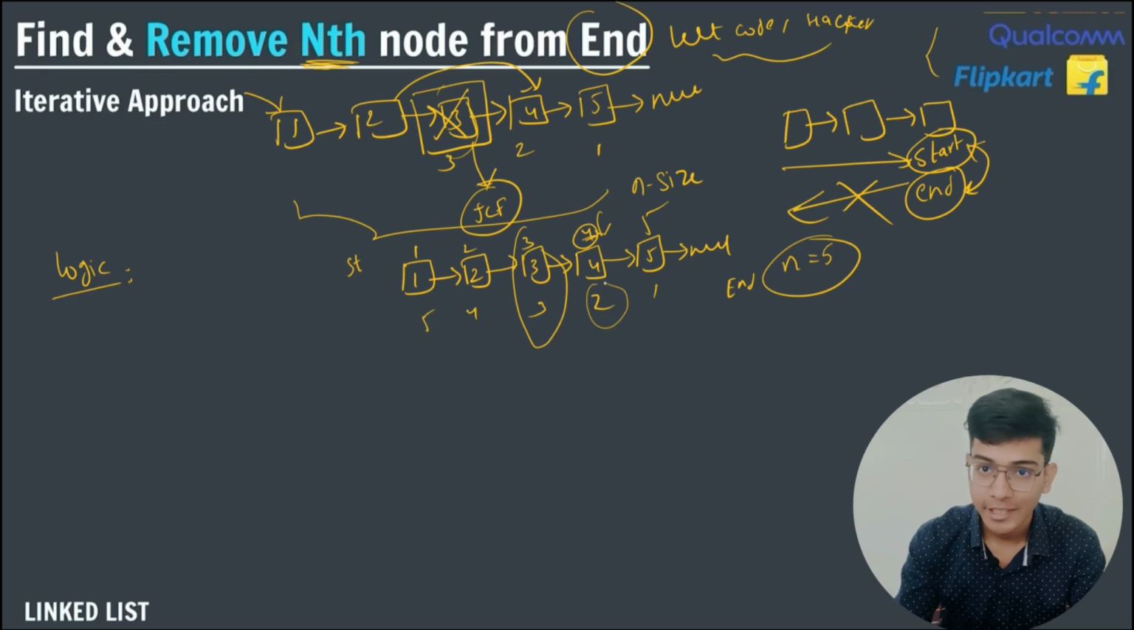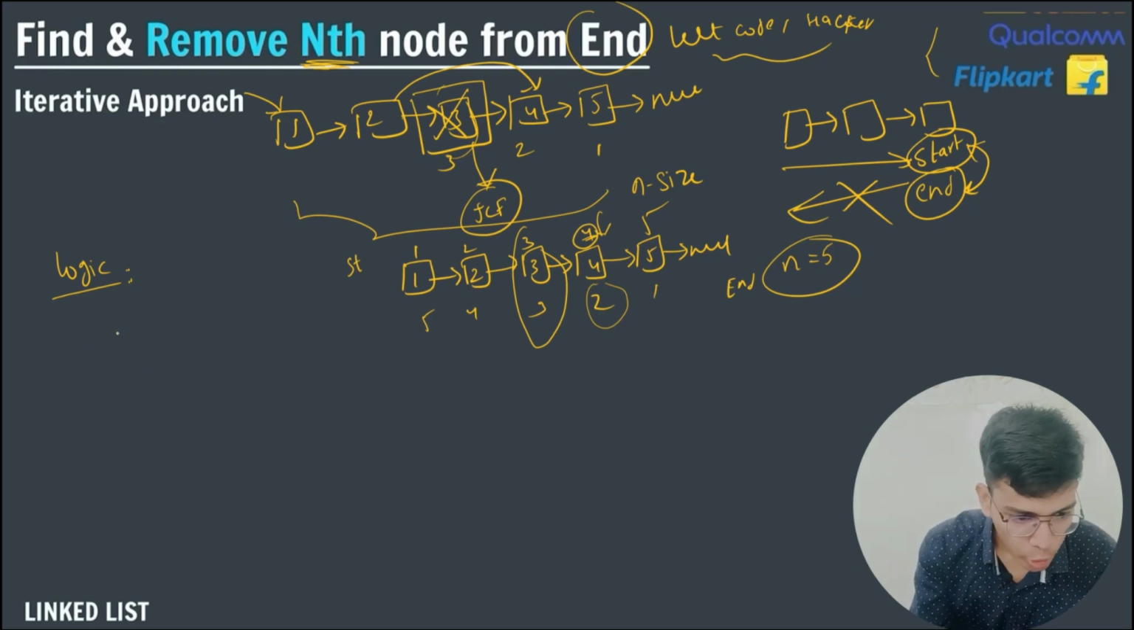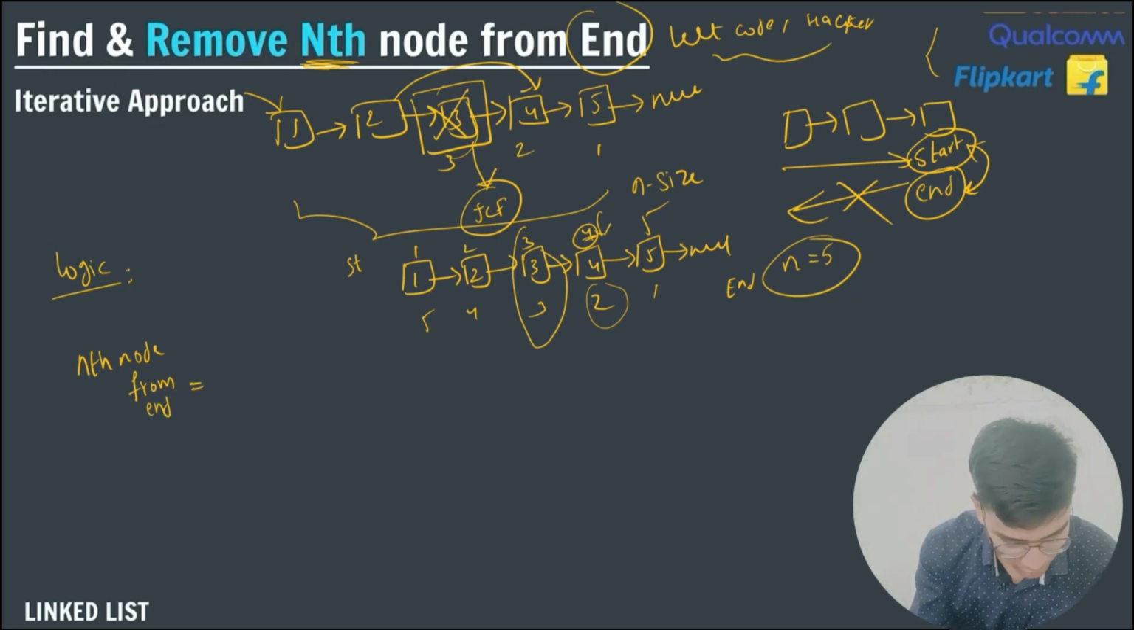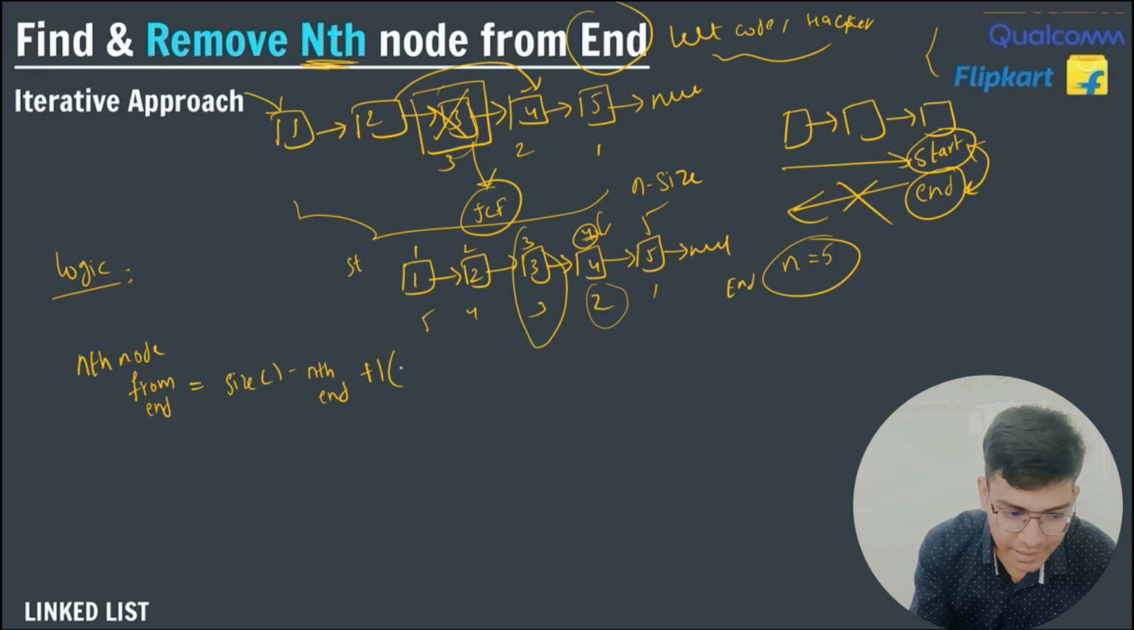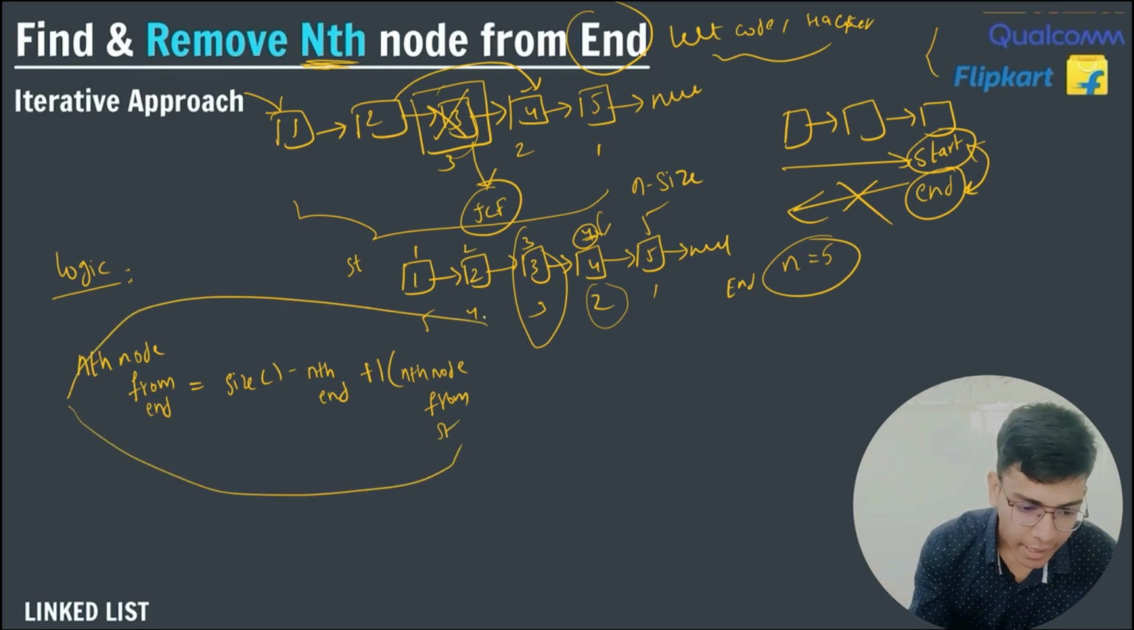So the values are not the same here. So what is the logic? Can I write one thing here: my nth node from the end is equal to my size minus the given nth node from end plus 1. This is my nth index or nth node from start. So this is the relation between the starting and the ending index.